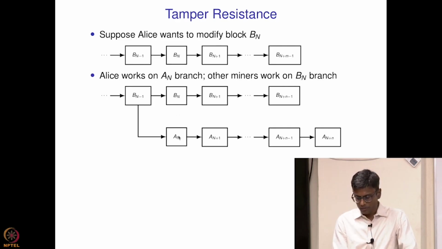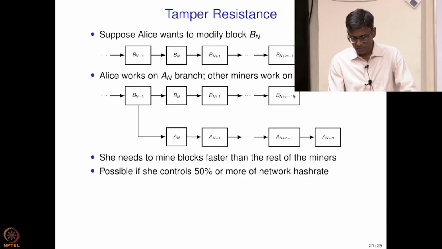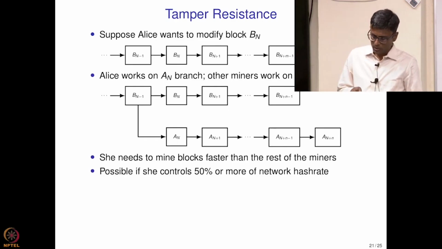Now in addition to modifying this, for all the Coinbase transactions, Alice can say pay me the Bitcoin which is being created in all these blocks. So Alice can also gain all those Bitcoins which were earlier in the hands of the miners who created these blocks. But she needs to mine blocks faster than the rest of the miners, and that is possible if she controls 50% or more of the network hash rate.